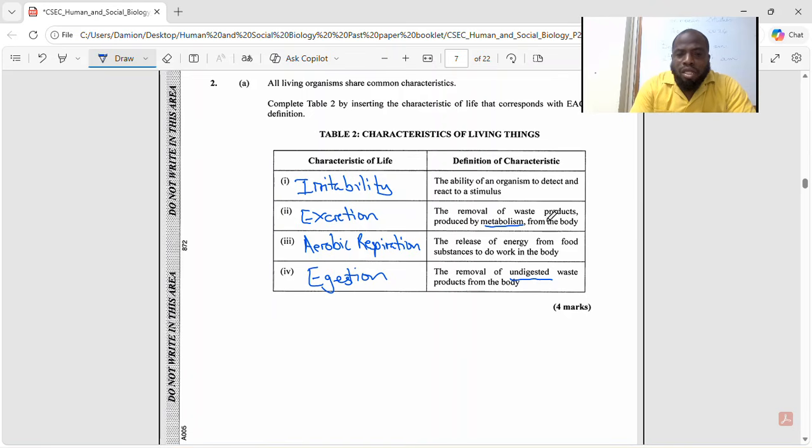Just to mention the other three, we would have had reproduction is one. We also have, in terms of living organisms, they should be able to move or exercise some form of locomotion. And finally, we said that they should be able to feed. So nutrition.